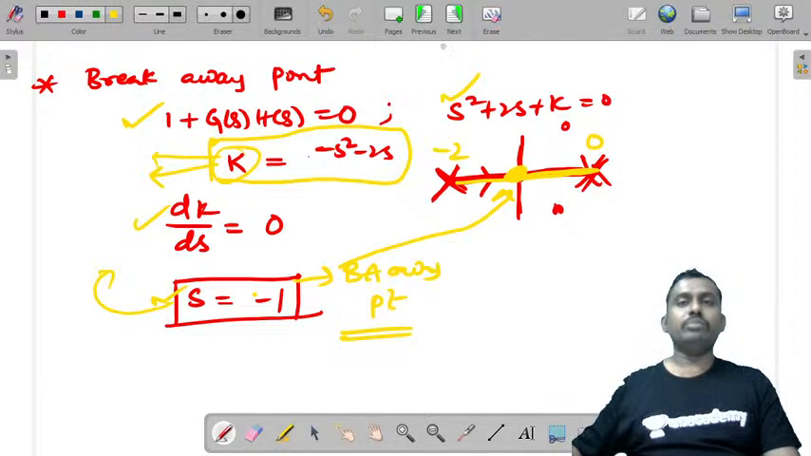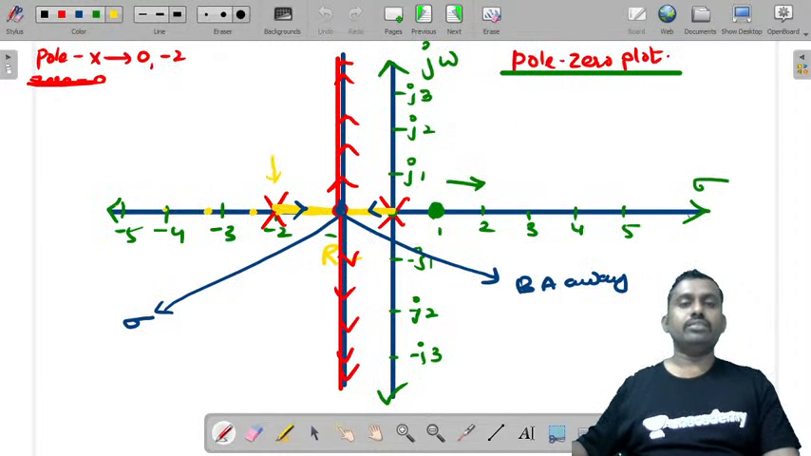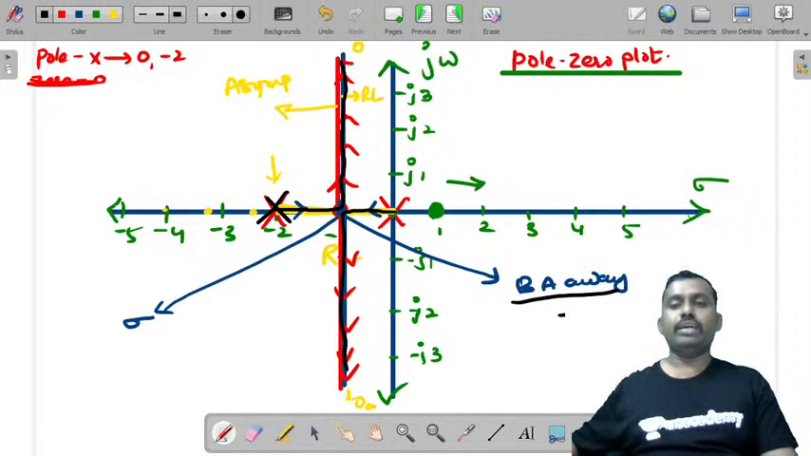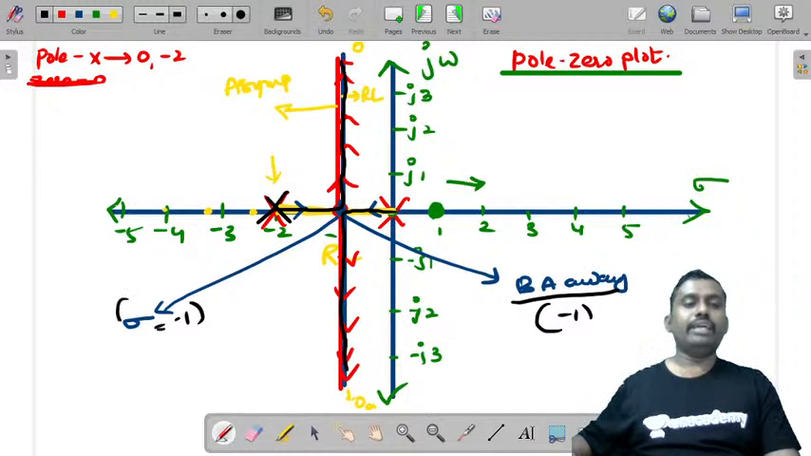So this was a valid breakaway point, and from there we have made the root locus travel along this asymptote. This red color represents the asymptote, and this blue color represents the root locus path, and this is tending to 0, which is at infinity. Along with this asymptote, this is also tending to 0, which is at infinity. So this is one root locus path, and this is the other root locus path, which are breaking at -1, and the centroid is also equal to -1. Hope this is clear for you.